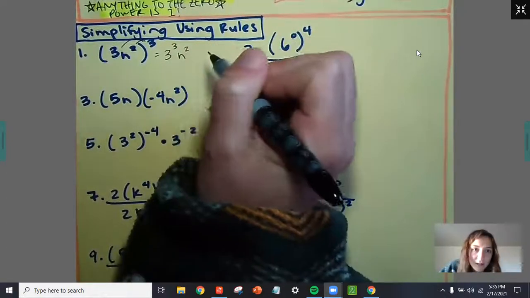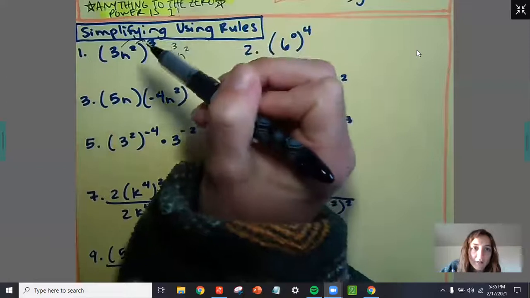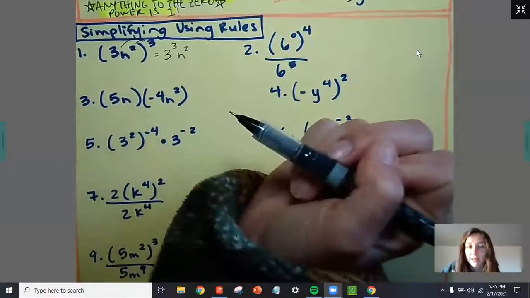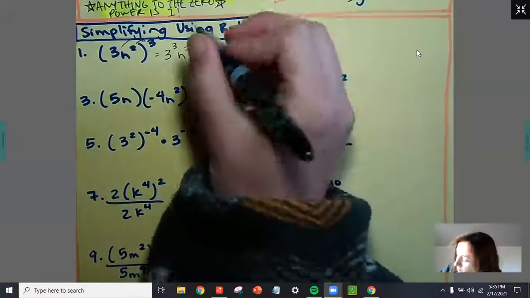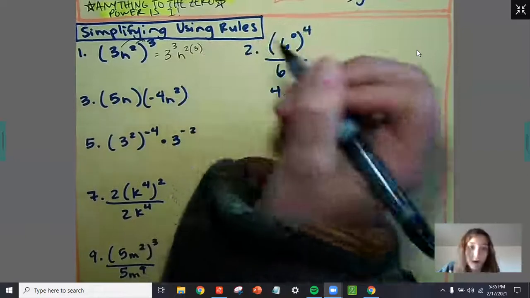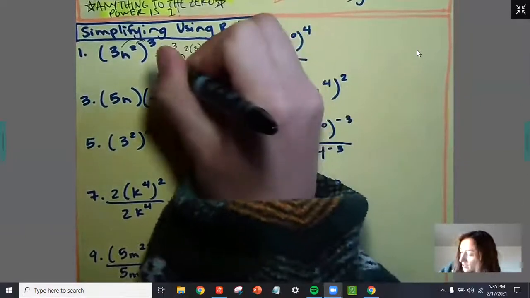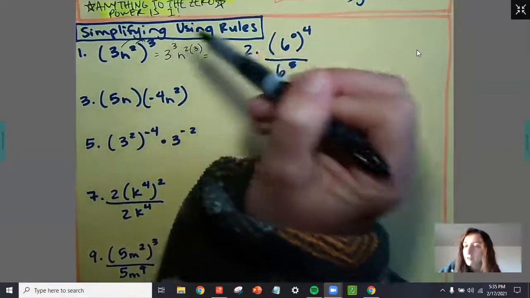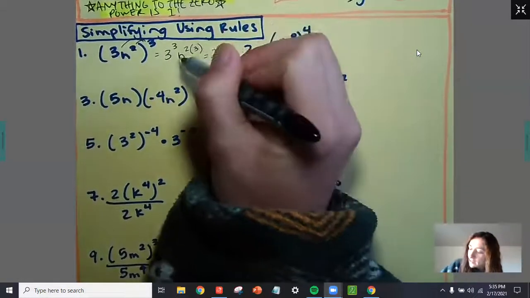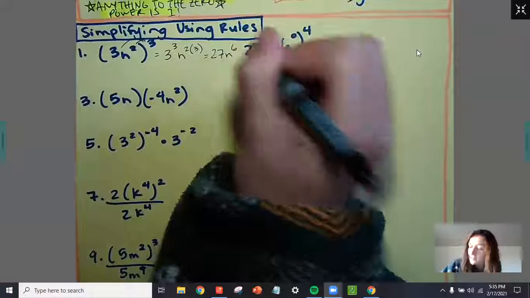All right, so the n squared to the third is a little bit weird, but whenever we do that, remember that if it's to the exponent, we're multiplying their exponents there. So it's going to be n to the second, and then also multiplied by 3. So 3 to the third, 3 times 3 is 9, 9 times 3 is 27, and then this is going to be n to the 6th.